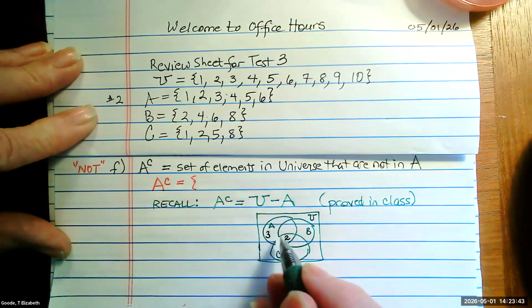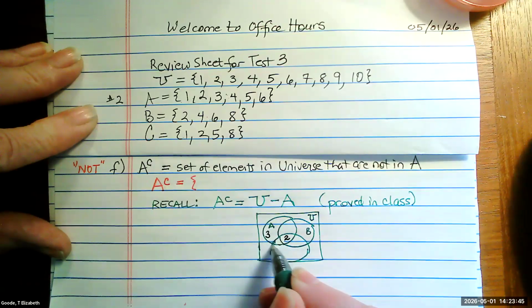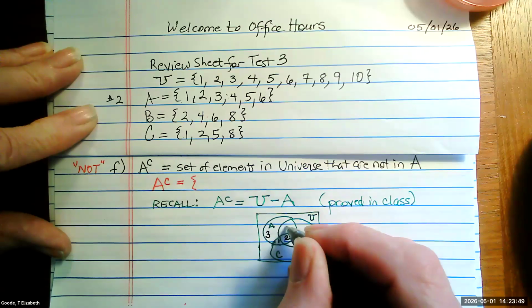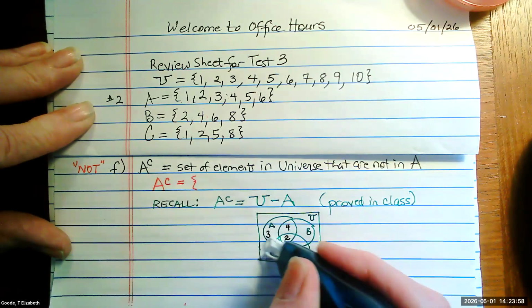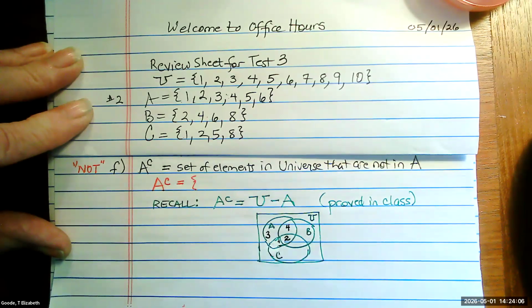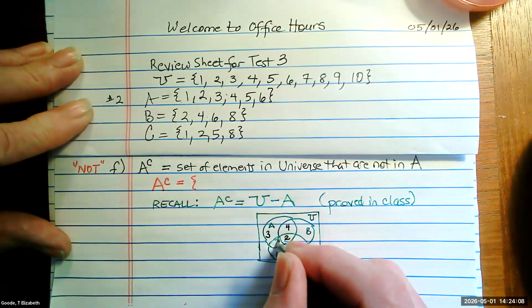All right, what else? Four is going to be in A and B, so four is right in there. What about five? Five is in A and C, right next to the 1. I have to make this bigger because I have to fit a one in here and a five in here.